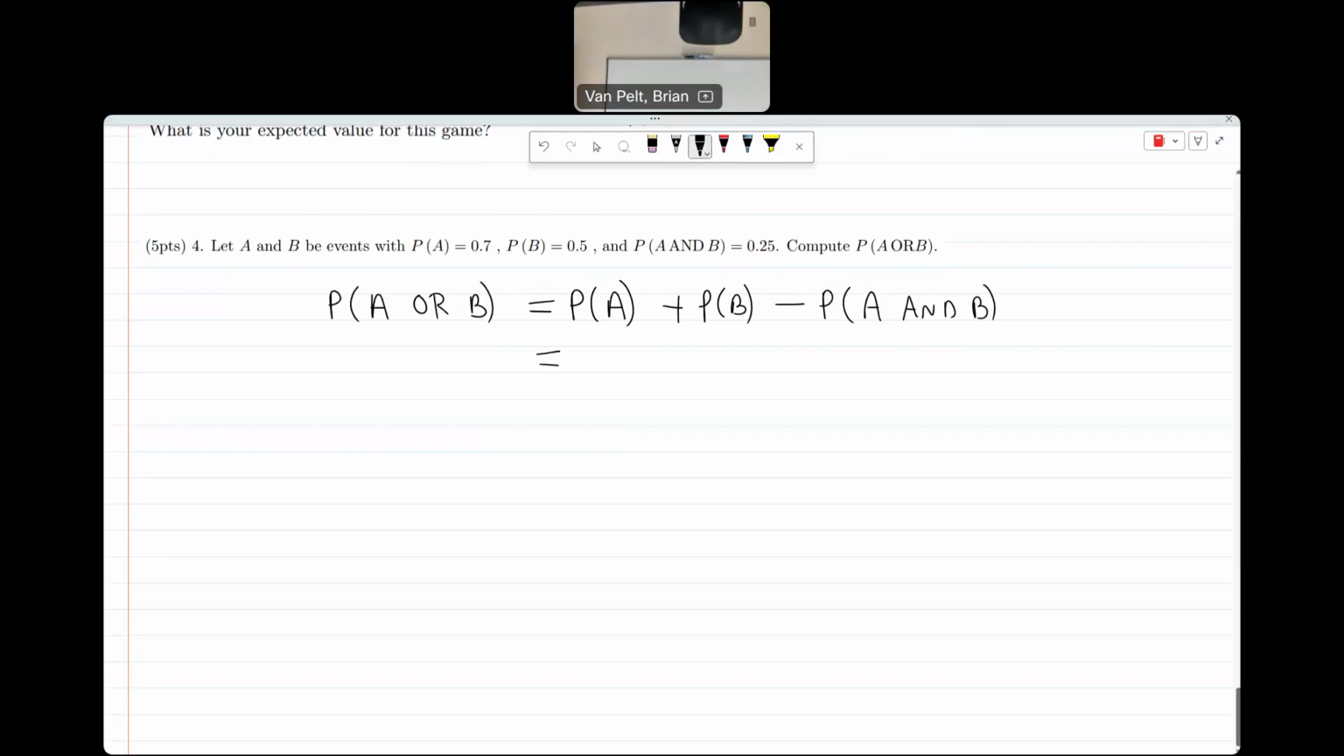So P of A is 0.7. P of B is 0.5. And the A and B is 0.25. I think this ends up being 0.95.